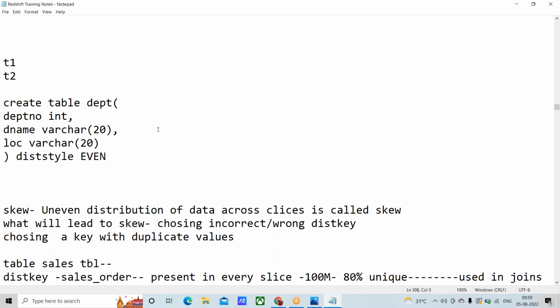And what is a proper distribution style? Best is to select the column used in the join as the dist key, which comes under distribution style KEY. For small tables, ALL distribution style. Next one is EVEN, and AUTO: if you don't know anything, you can just keep it as auto. But what if the data is not distributed evenly with that? What is that called? Skew.